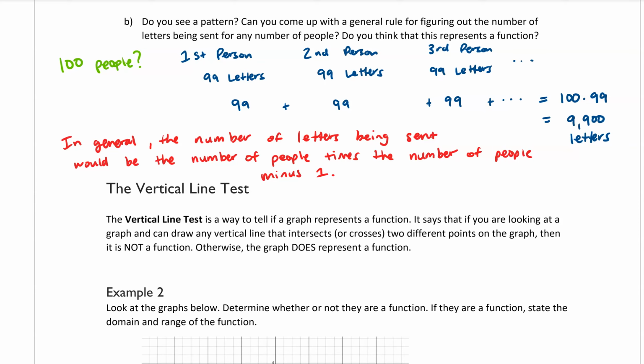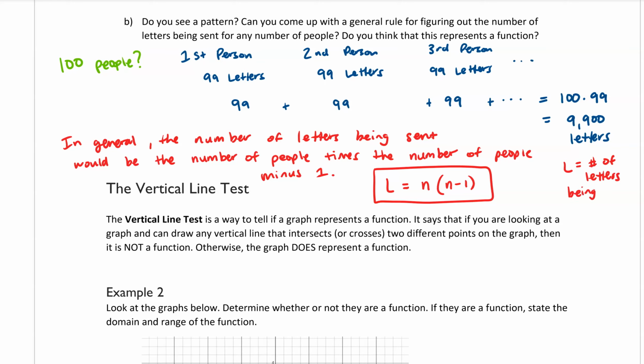So you can use whatever variables you want, just as long as you define the variables. So I'm going to let capital L be the number of letters, and I'm going to let lowercase n represent the number of people within the group. So the number of letters being sent is going to equal the number of people times the number of people minus 1, where capital L equals number of letters being sent, and lowercase n equals number of people in group.